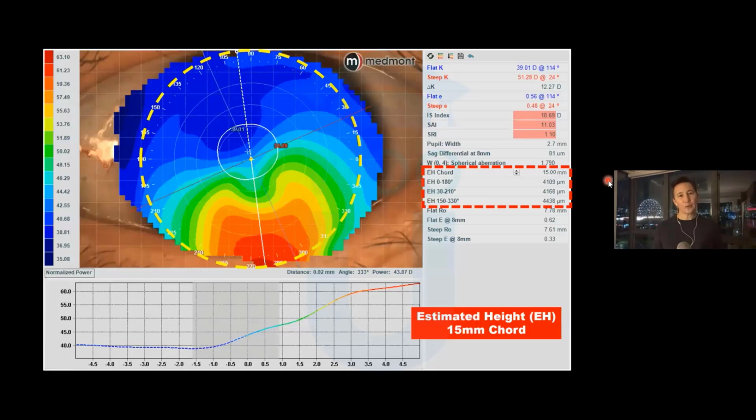So the Medmont allows you to estimate the height. There's an attribute called the EH, estimated height attribute. And you can set a chord diameter, in this case 15 millimeters, and understand at a number of angles what the height of the eye would be estimated to be. And that's based on the corneal sagittal depth and the angle that forms out here. So this is helpful because that can get us to a more accurate depth of scleral lens.